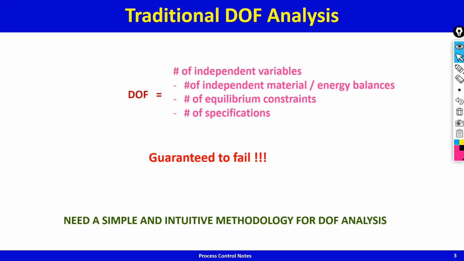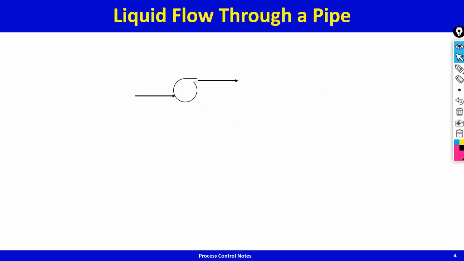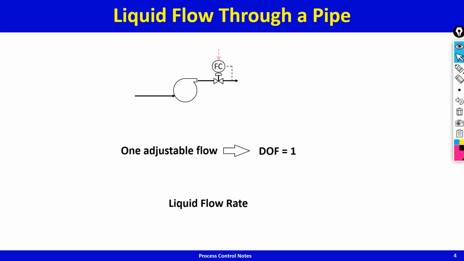So let's get going. Let's take the simplest possible process, liquid flow through a pipe. So you've got a pump pumping liquid, and at the exit of the pump there's a control valve, and you can adjust the valve position, and as you adjust the valve position, the flow through the pipe will change. So there's a flow controller, and there's a set point for that flow controller. So in this case it's pretty clear. There's one adjustable flow, and therefore the degree of freedom is 1, and that degree of freedom is the liquid flow rate as drawn in the picture.